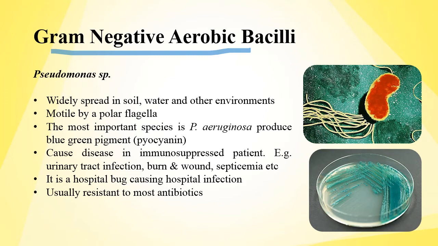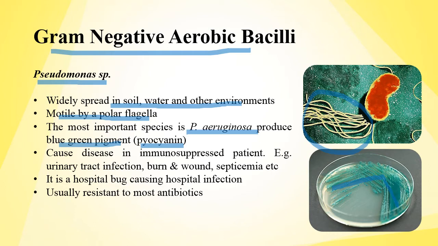One of the medically important genera of these gram-negative aerobic bacilli is Pseudomonas. Pseudomonas is widely spread in soil, water, and other environments. Pseudomonas is motile using a polar flagella as shown in this figure. The most important species in this genus is Pseudomonas aeruginosa, which can produce a blue-green pigment known as pyocyanin. You can see the Pseudomonas colony here, it looks bluish green.